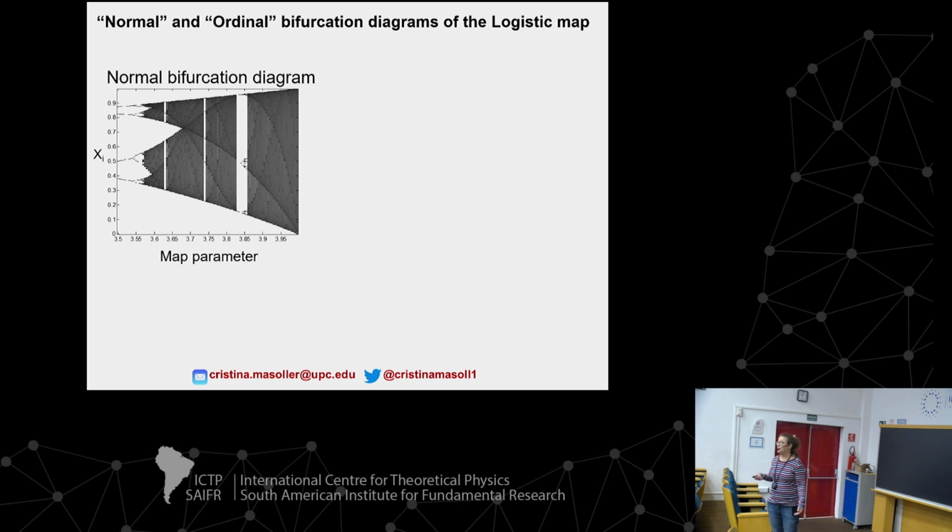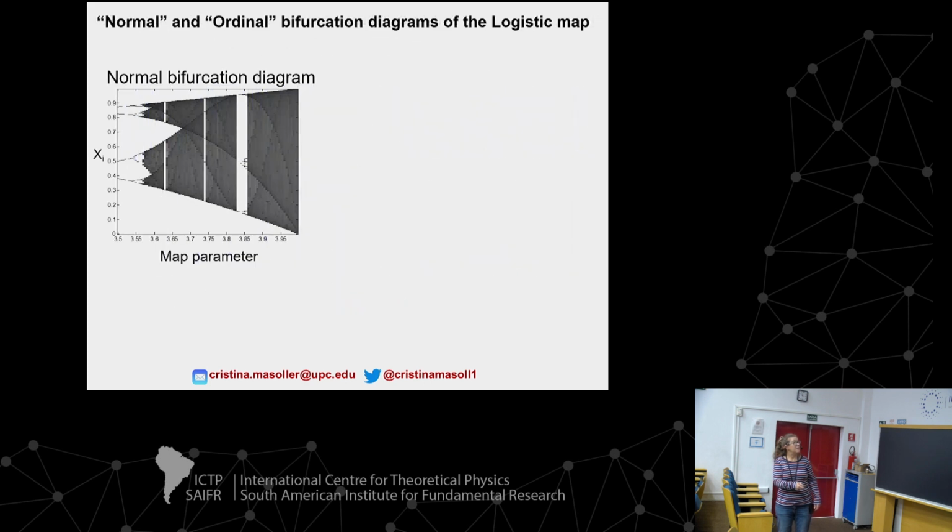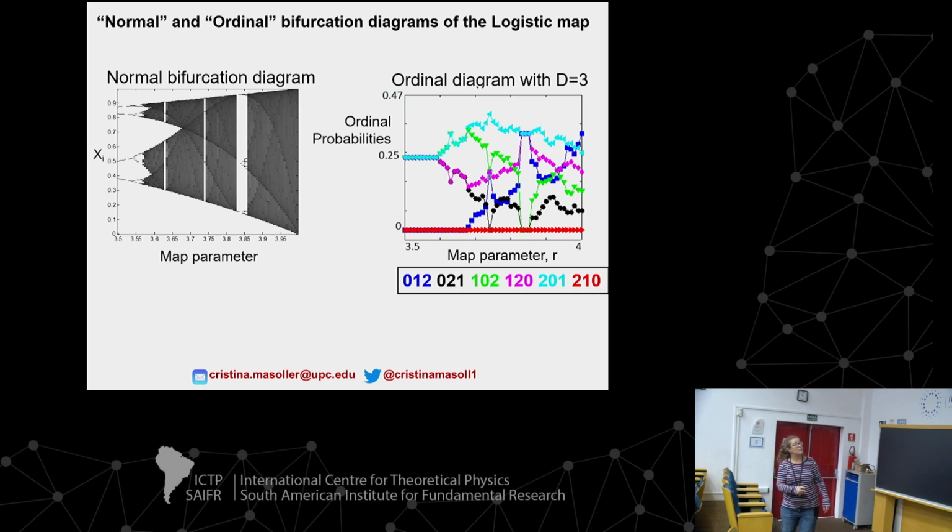And now the question is, how can we do a bifurcation diagram like this, but in an ordinal sense? So the idea is to, instead of plotting the values, plot these probabilities. So here are the values, and here we have 6 probabilities, and that's what we do. If we plot 6 probabilities as a function of the parameter R, we see that there are changes in behavior.